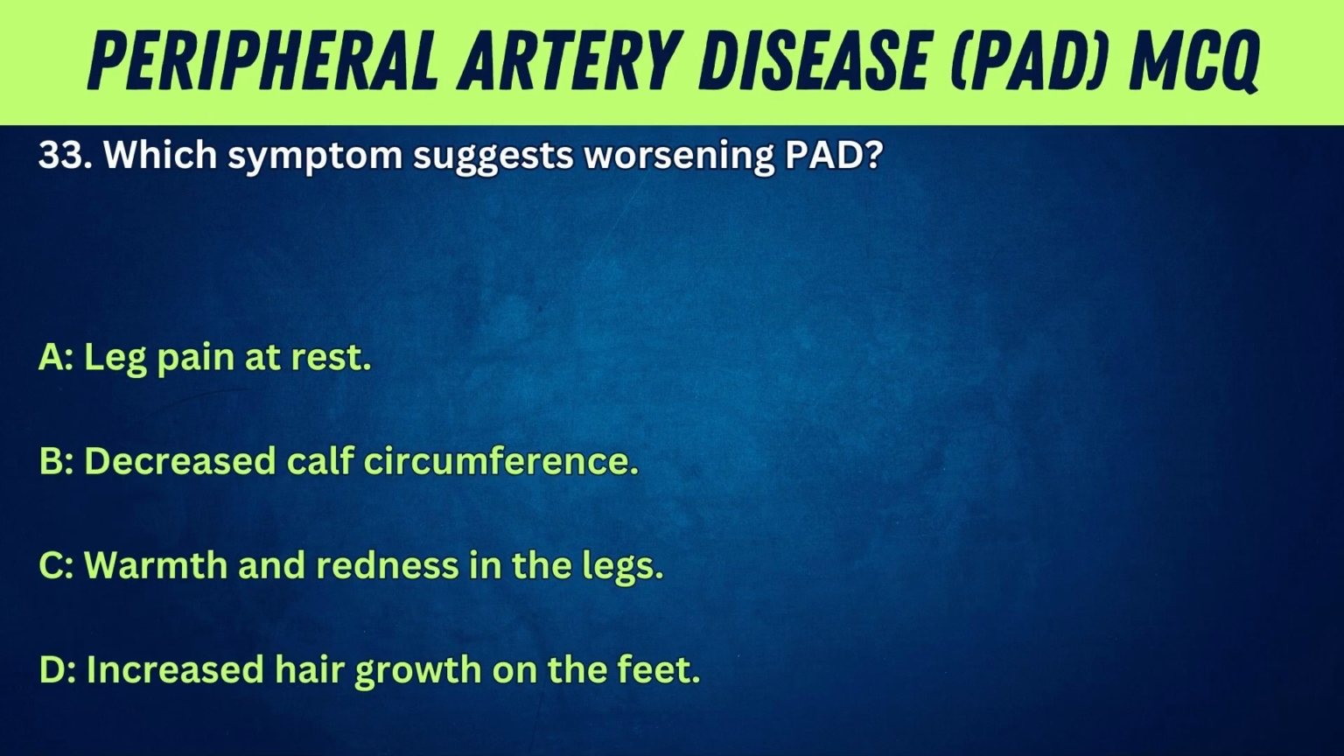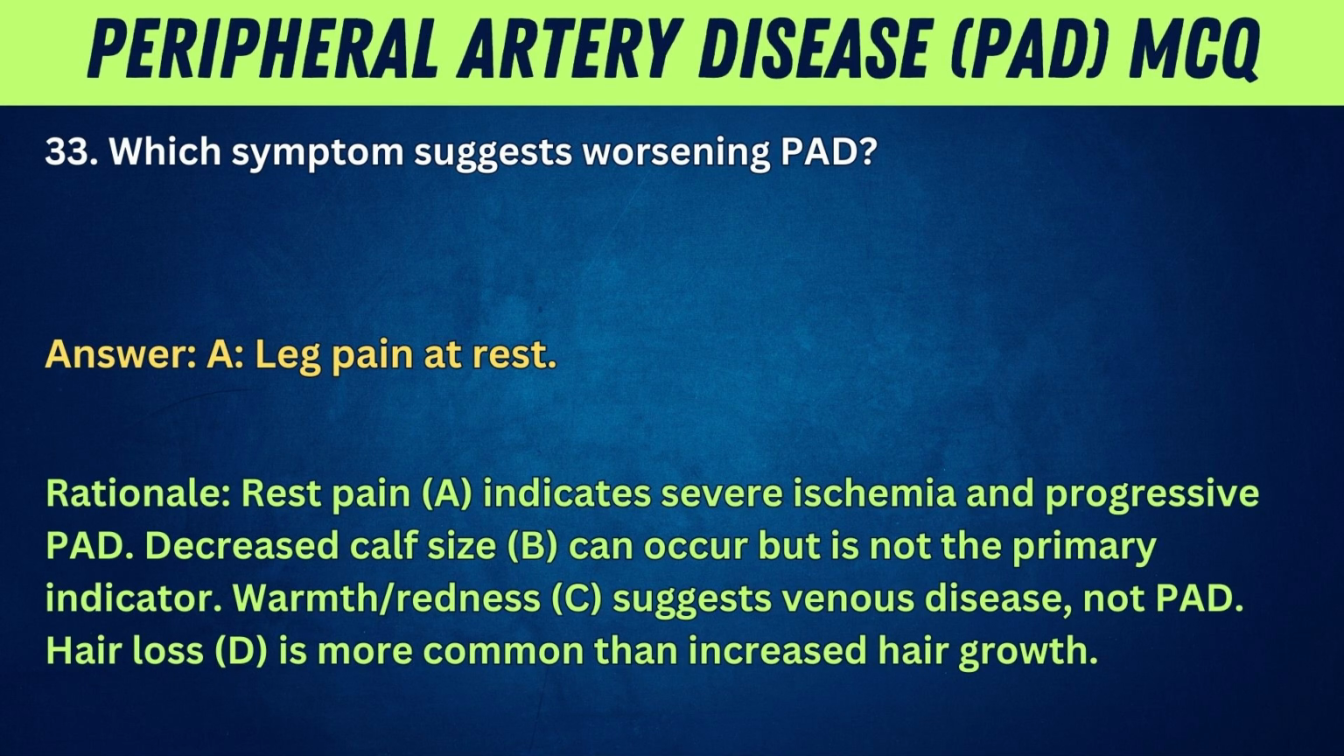33. Which symptom suggests worsening PAD? A. Leg pain at rest. B. Decreased calf circumference. C. Warmth and redness in the legs. D. Increased hair growth on the feet. Answer: A. Leg pain at rest. Rationale: rest pain, A, indicates severe ischemia and progressive PAD. Decreased calf size, B, can occur but is not the primary indicator. Warmth/redness, C, suggests venous disease, not PAD. Hair loss, D, is more common than increased hair growth.